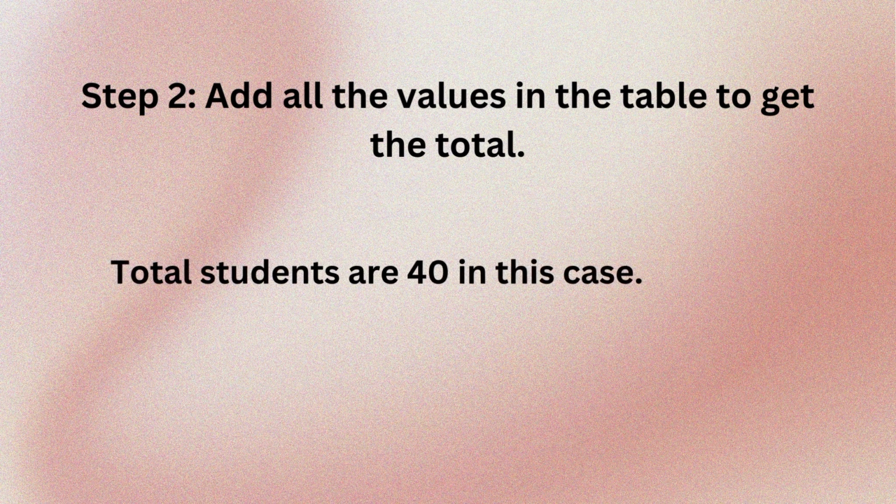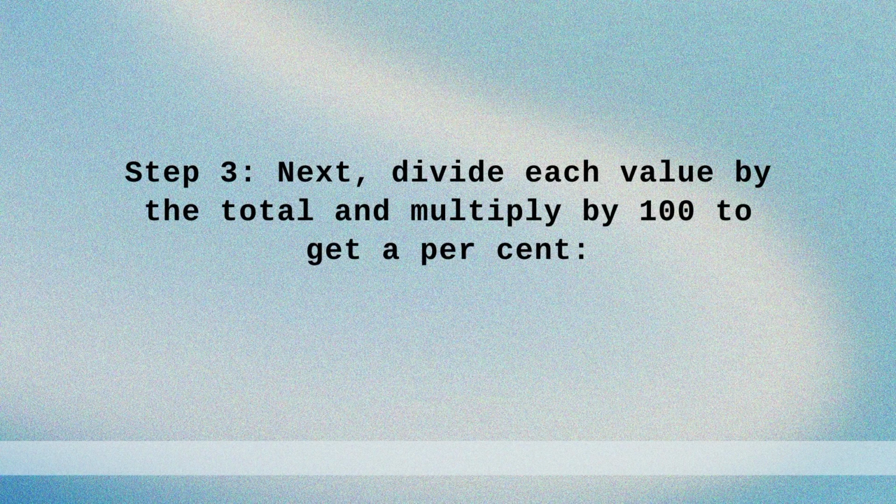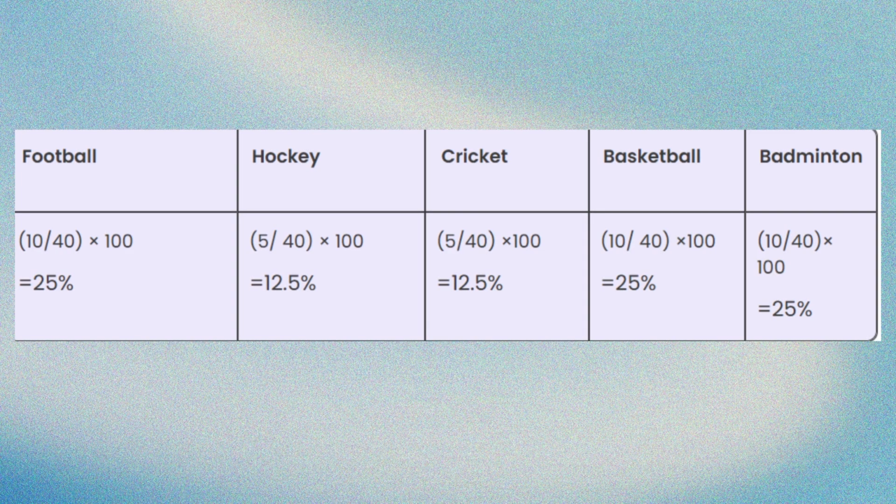And the second step: add all the values in the table to get the total, and then show the image. You can add the total values in the table. The total student values count is 40. And step 3: next, divide each value by the total and multiply by 100 to get a percentage.